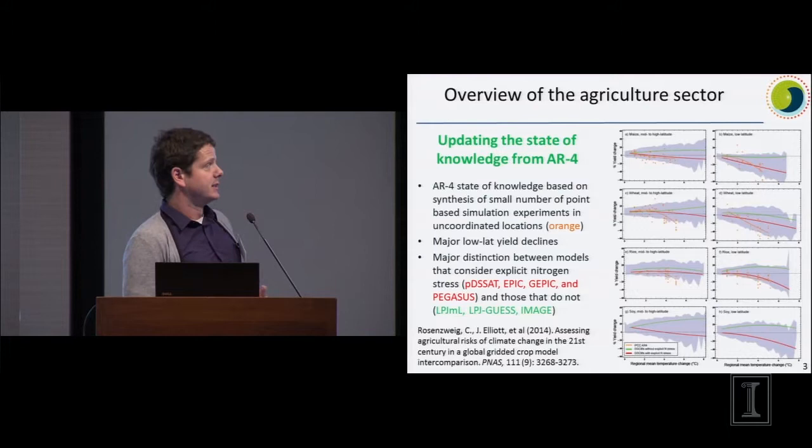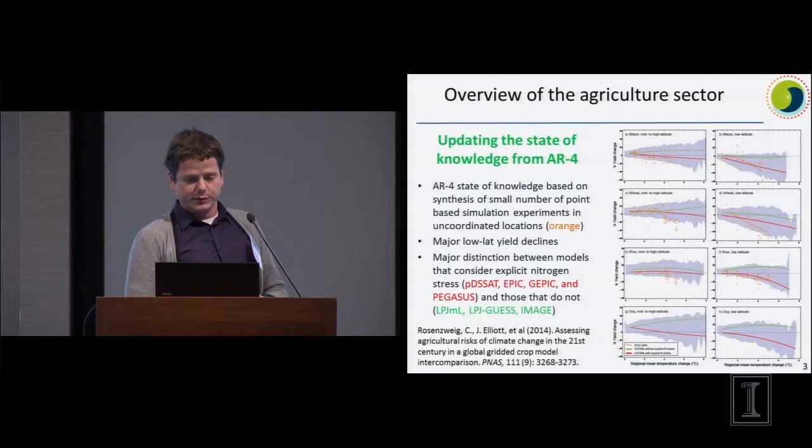The red line is models that do consider explicit nitrogen stress, and the green line is models that do not consider explicit nitrogen stress. You can see that there's a fundamental distinction, and this has started off a lot of the analysis that we subsequently produced here. I'll discuss a lot more about where this distinction comes from and what it means for our assessments of climate impacts and how we respond to them.